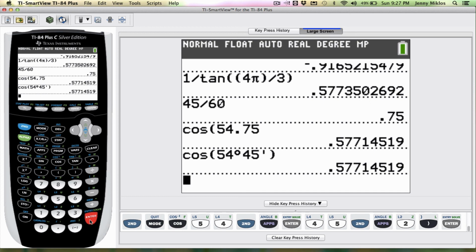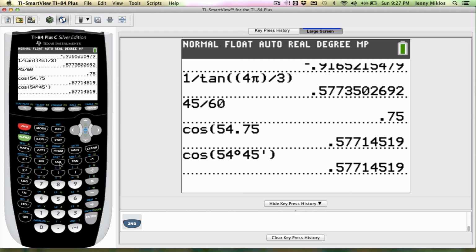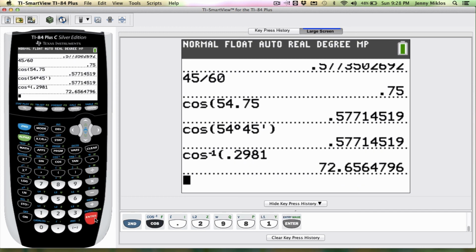When we are finding an angle, that's when we're going to use sine inverse, cosine inverse, and tan inverse. So number 8 says cosine of theta equals 0.2891. So I'm going to press cosine inverse of 0.2891, and it's going to give me an angle of 72.7 degrees. And whenever we're dealing with degrees, we round to the nearest tenth.